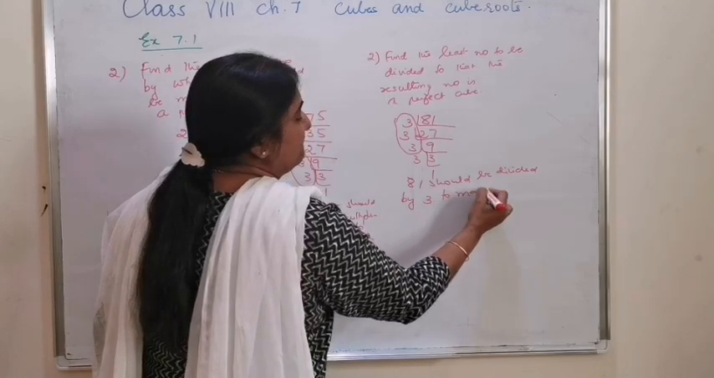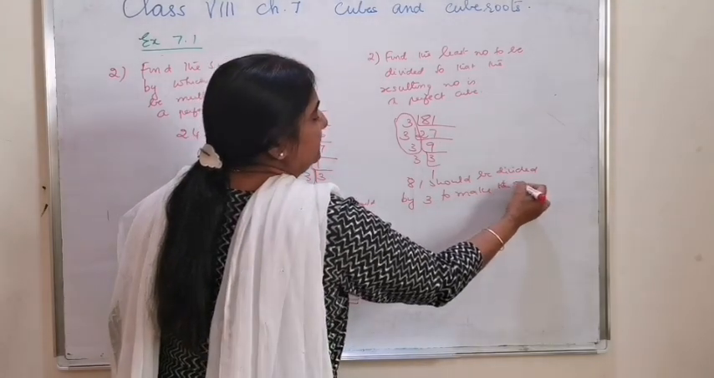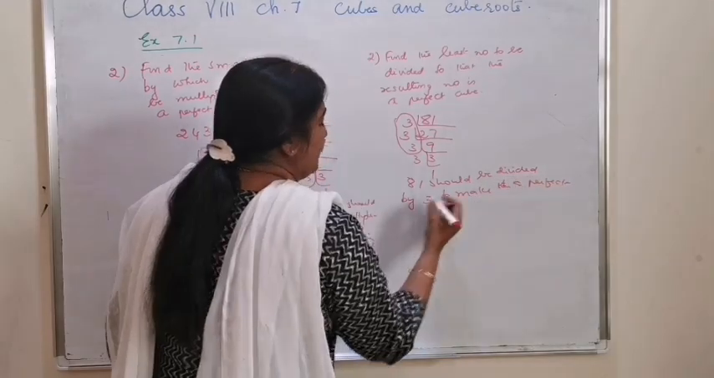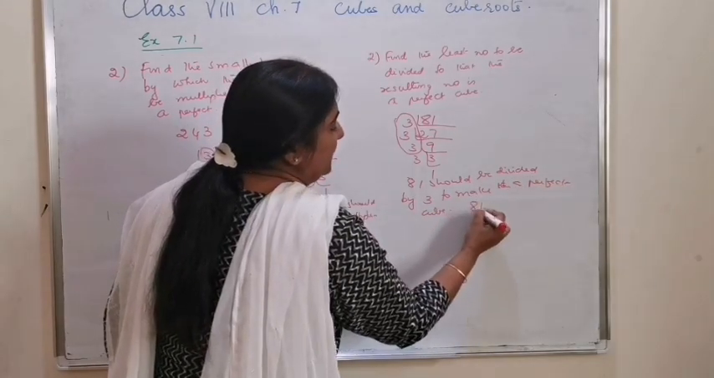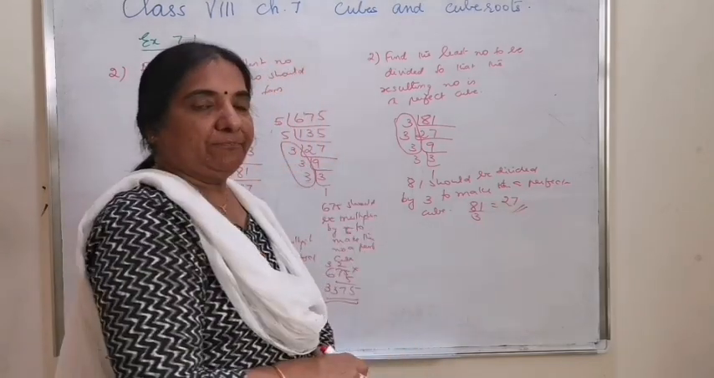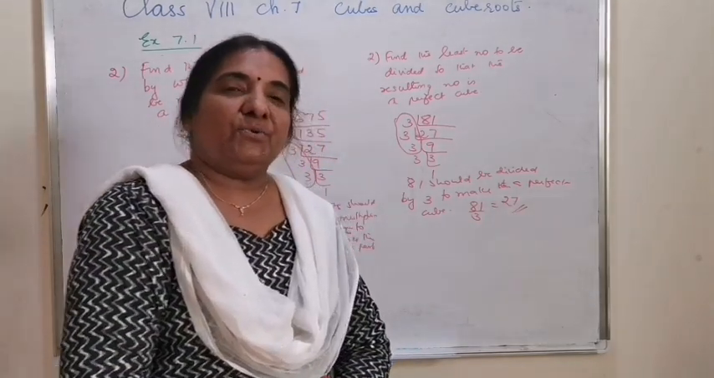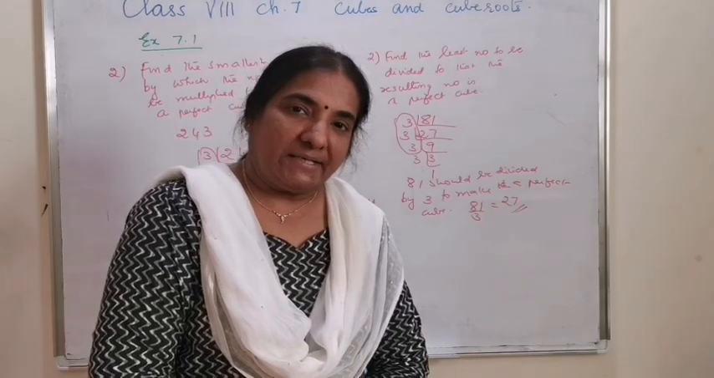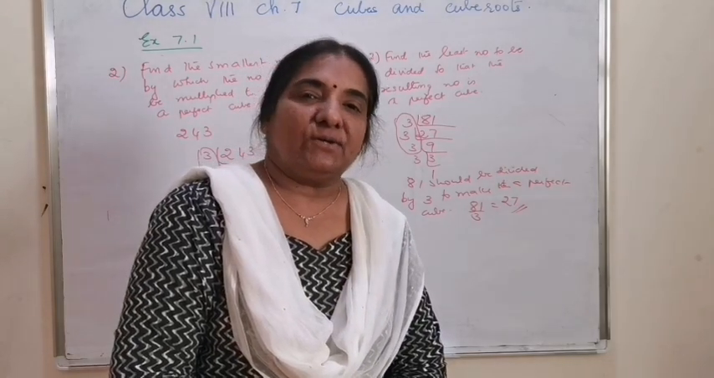to make it a perfect cube. And what is the perfect cube number? 81 divided by 3 is 27. I hope you understood how to do it. You can continue the problems in the exercise on your own.